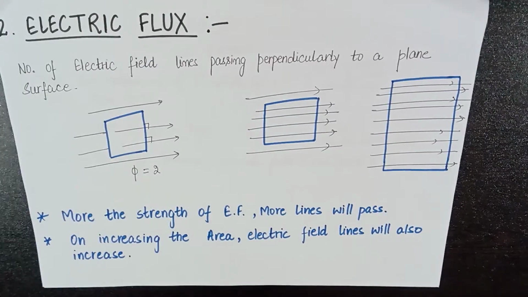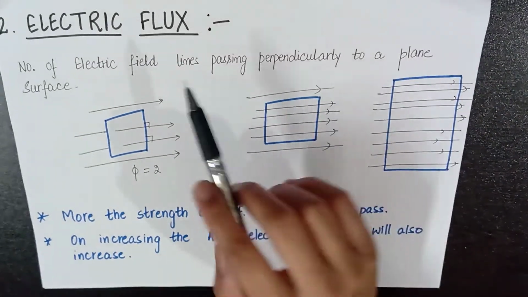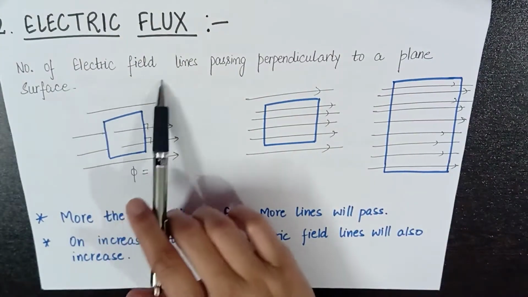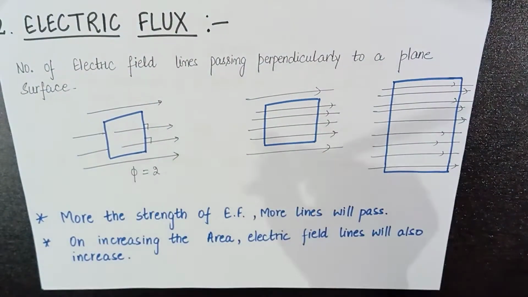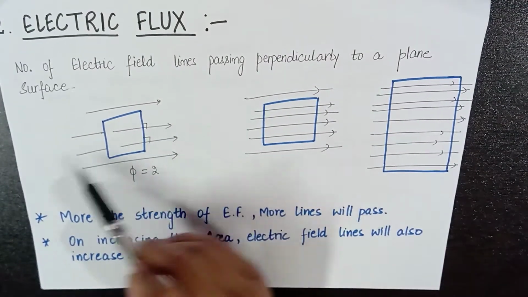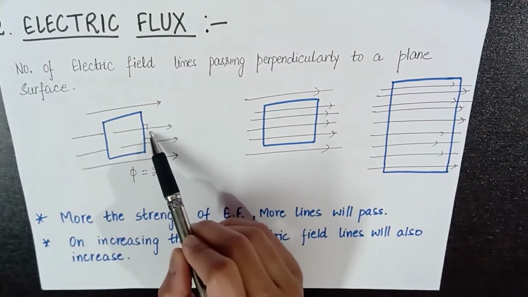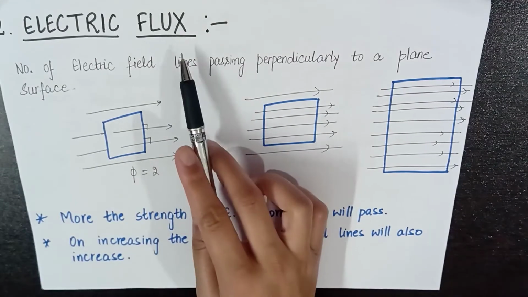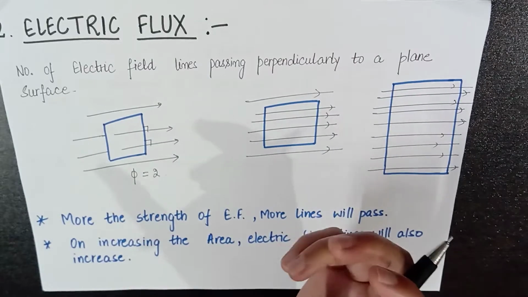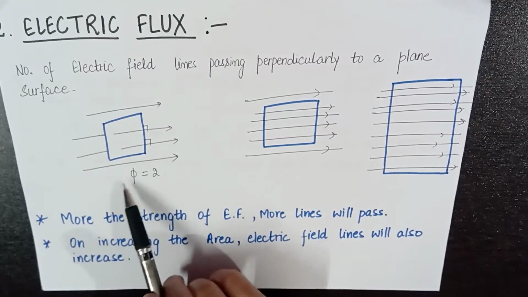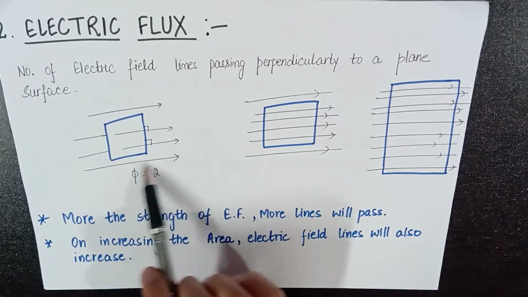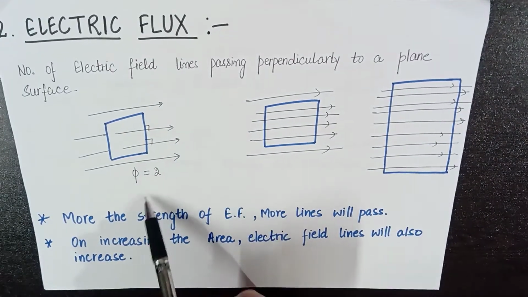So the next concept that you should know is electric flux. What is electric flux? Electric flux is the number of electric field lines passing perpendicular to a plane surface. If we consider a plane surface, then the number of lines crossing that area perpendicularly gives the amount of the electric flux. Electric flux also depicts the strength of the electric field. Now if we consider this case, you will observe that only two lines are crossing perpendicular to this area. So you can say that the value of flux is 2.